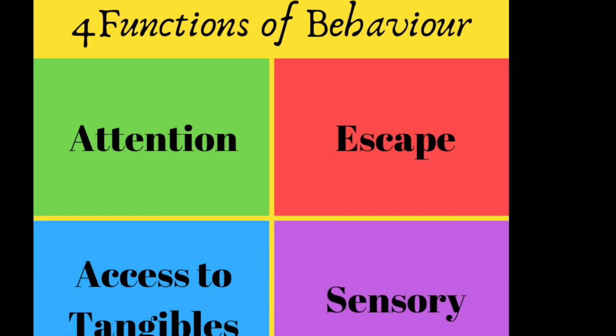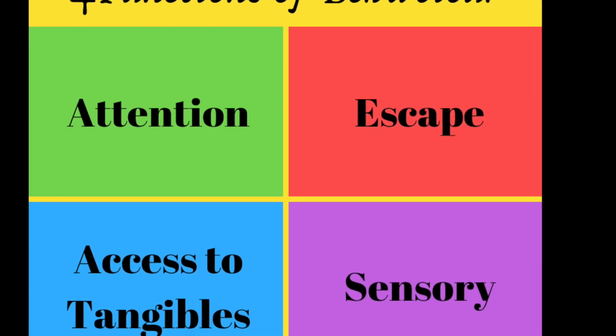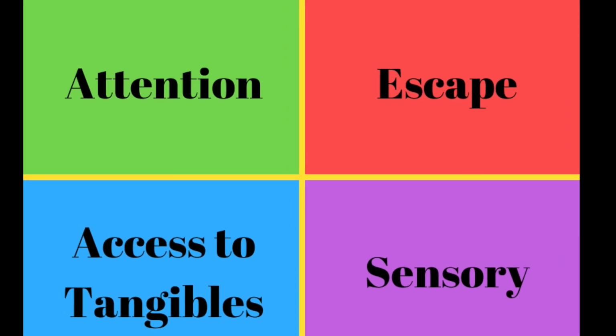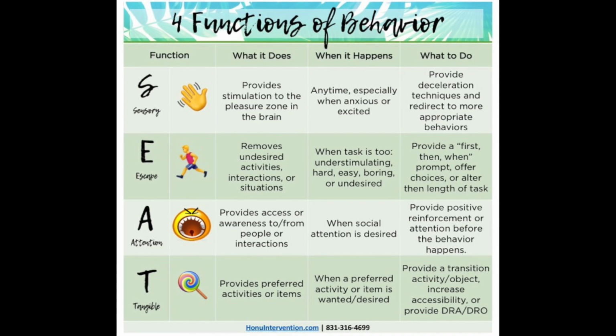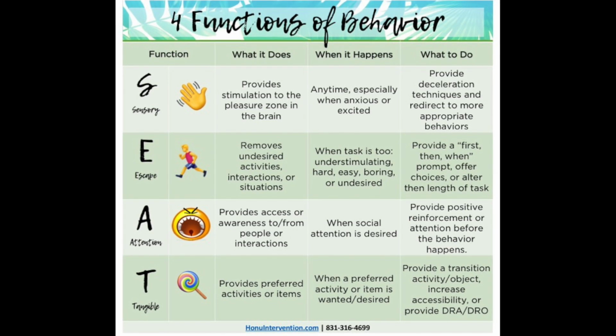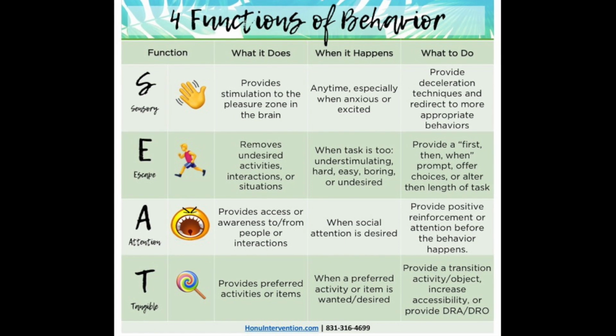There are what we call in ABA 4 functions of behavior. 4 reasons a child or an adult engages in certain behaviors. And we use the acronym SEAT, S-E-A-T. S for sensory, E for escape, A for attention, and T for tangible.